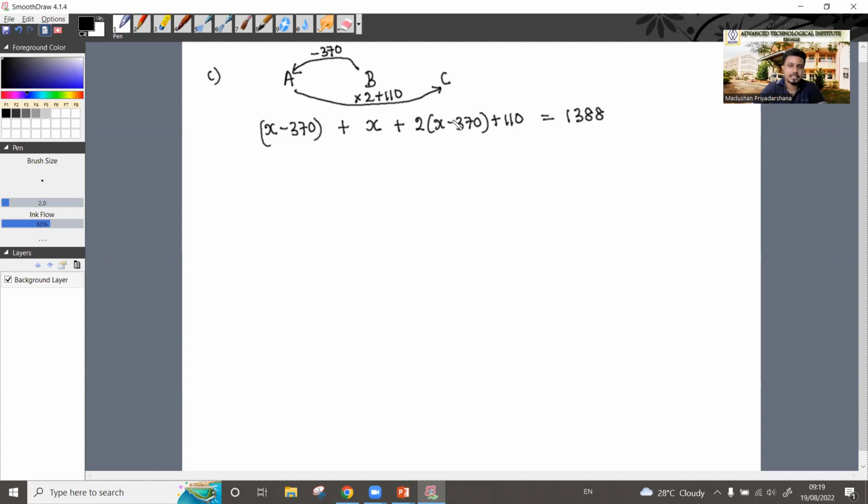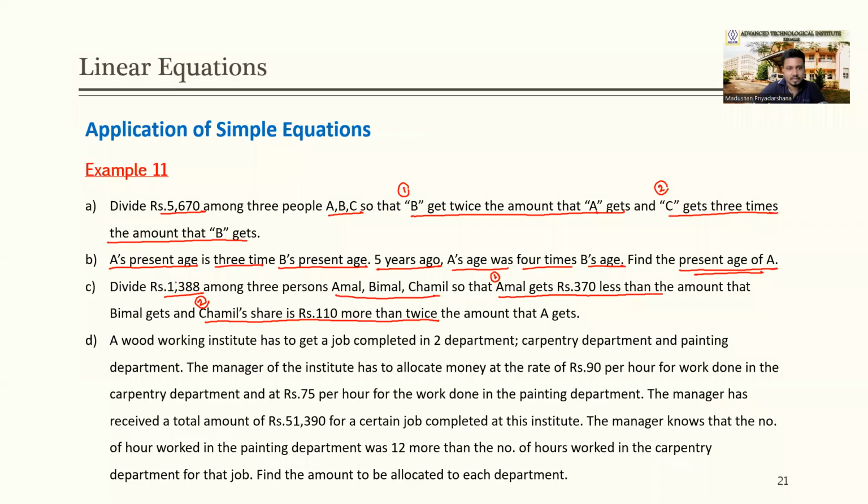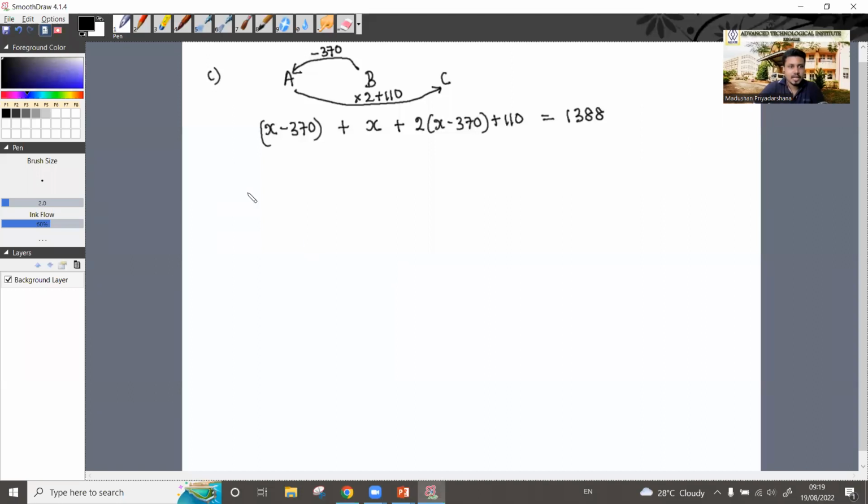1388. කොහොමද 1388ක් ආවේ? ගානේ කියනවා. ඉතින් divide 1388 among A, B and C. Right.